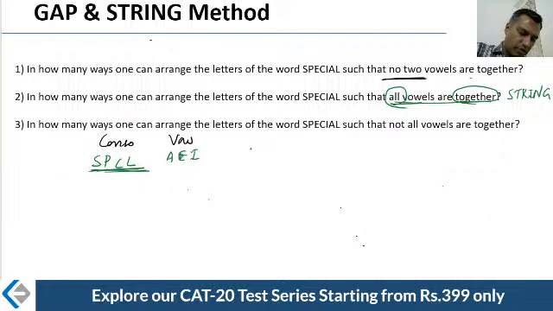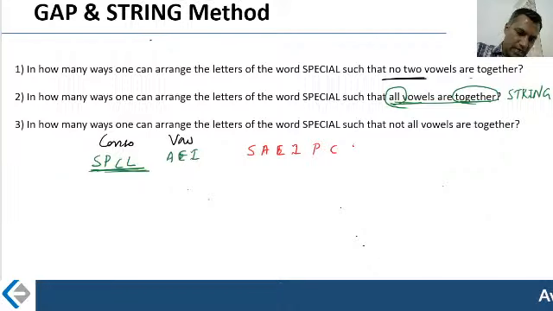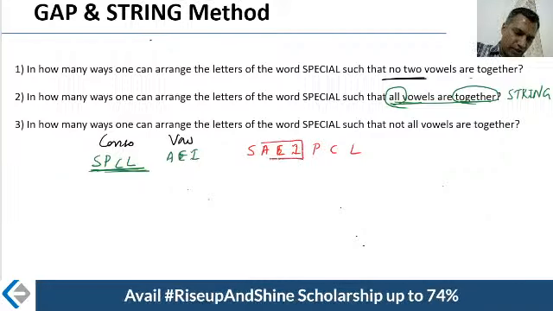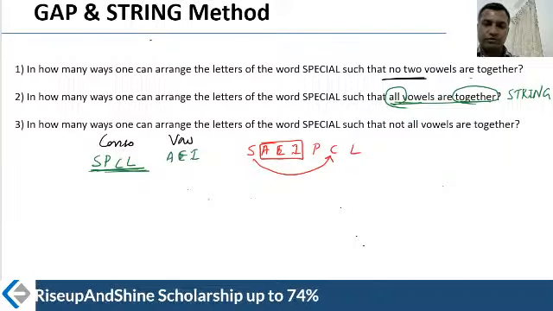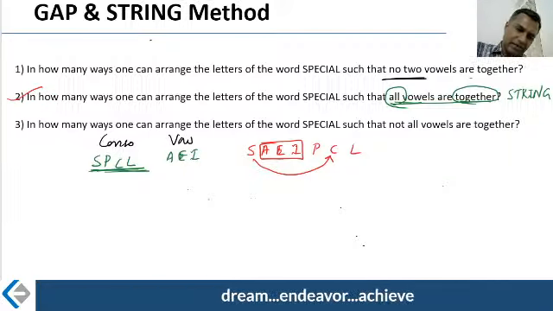Let me write one of the dummy words: S, A, E, I, P, C, L. Now, are all the vowels together? Yes, here are the vowels together. Now look at them. Can I interchange S with C? If I interchange S with C, will it still be a valid word for the second question? Yes, it will be a valid example.